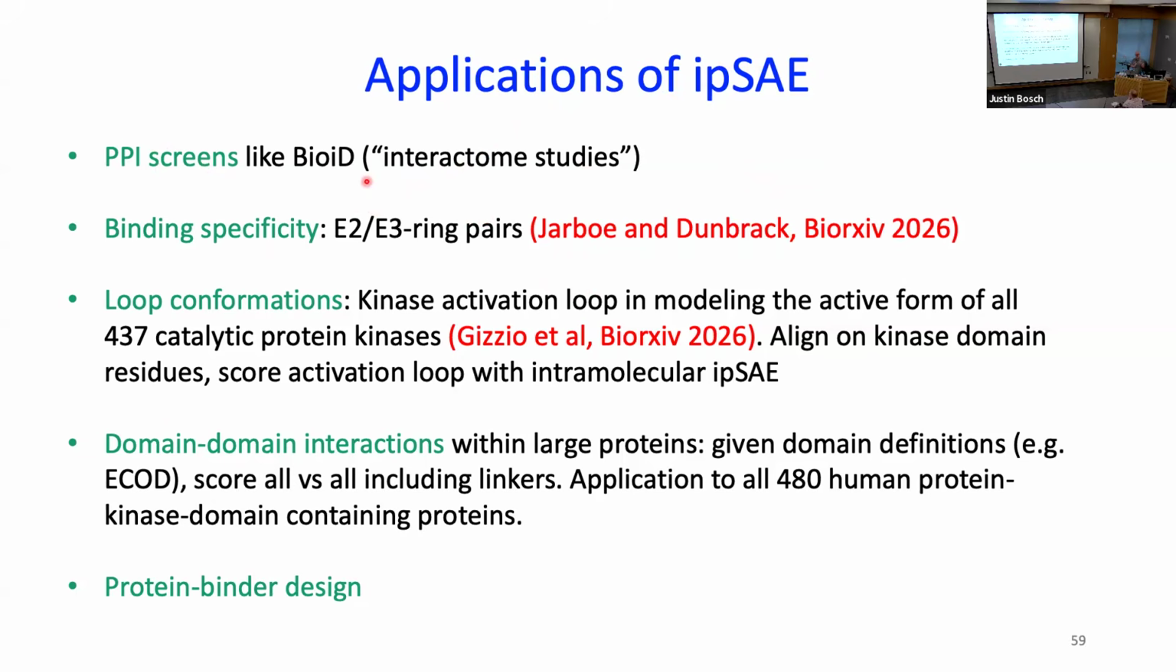You can just do the full-length pair of proteins, get a good score, and then look at the PyMOL or look at the PAE chart and figure out what domain of one protein interacted with what domain of the other protein, and then investigate it further. We used it for binding specificity between E2s and E3s. Humans have 37 E2 proteins and 400 E3s. So that's in that preprint.